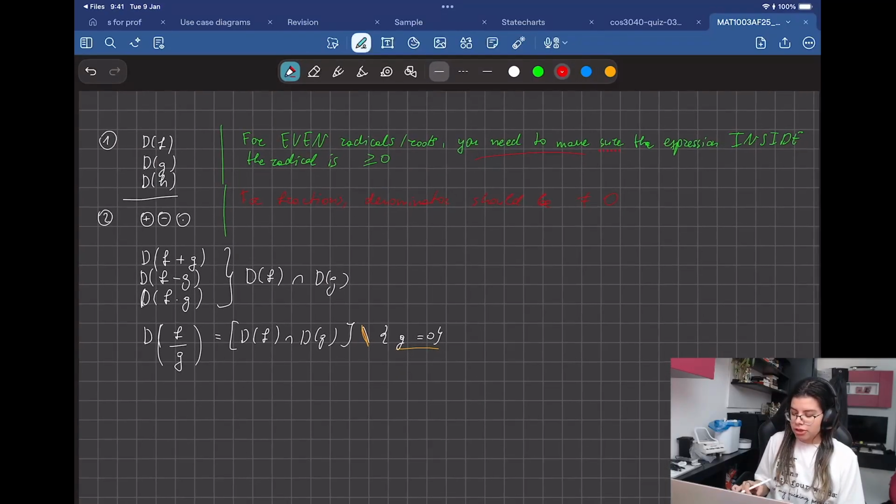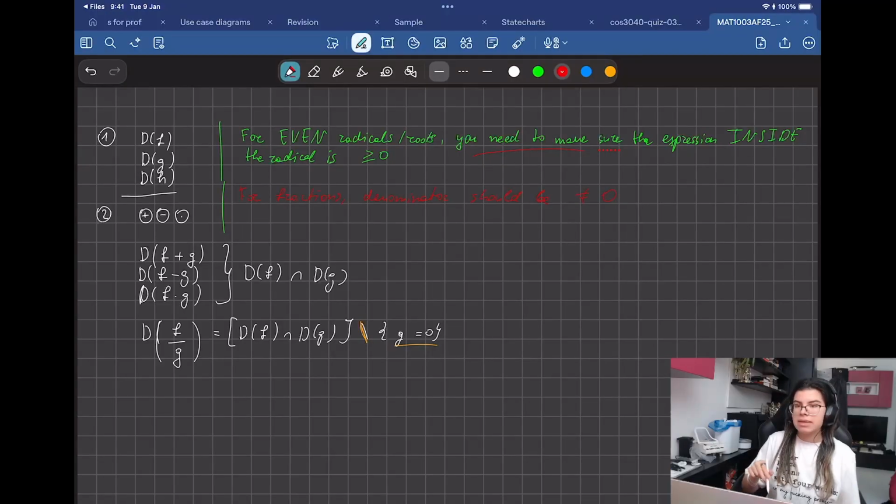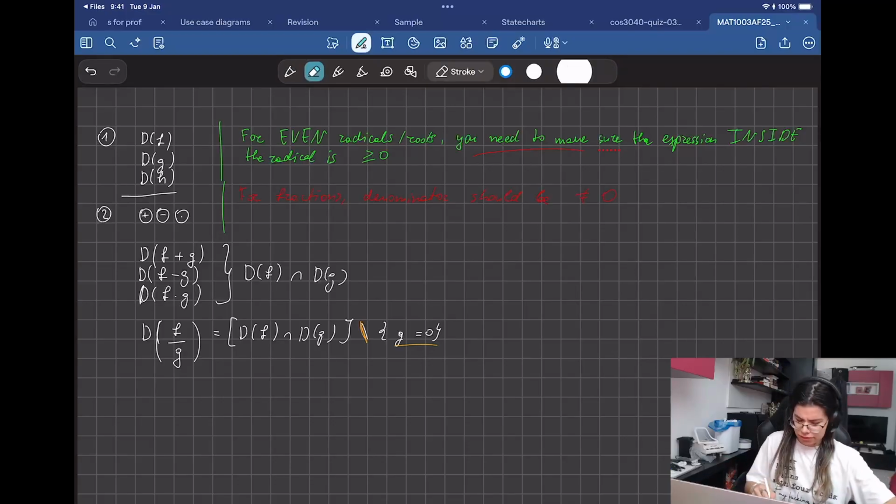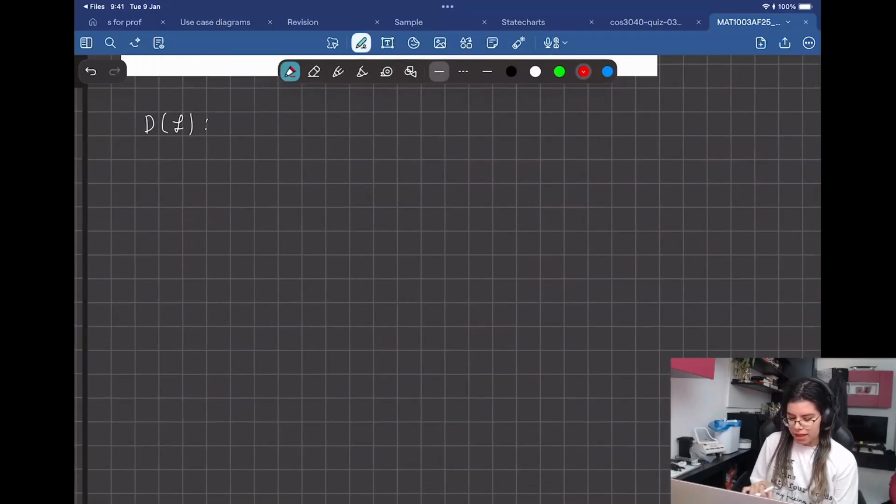Now, in some more complicated problems, you might have them combined, but it's still the same thing. You just need to make sure that the fractions don't have 0 in the denominator, and the radicals have a value greater than or equal to 0 inside of them. Okay, that's the thing. And that's only for even radicals. Okay, so let's move on.